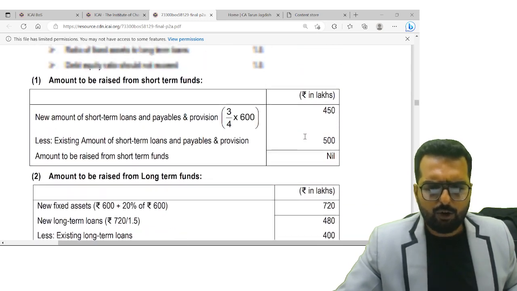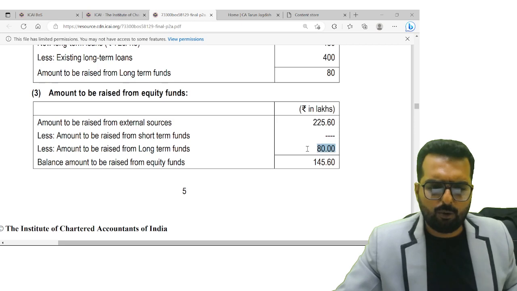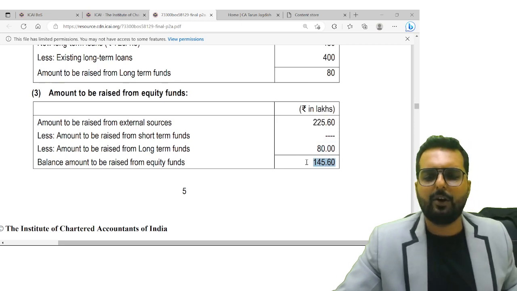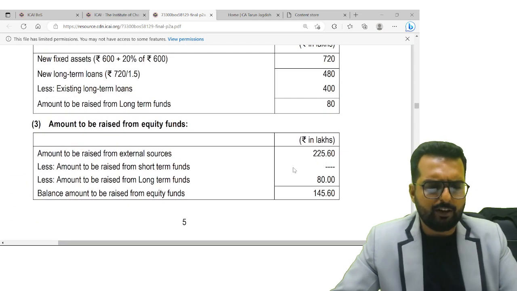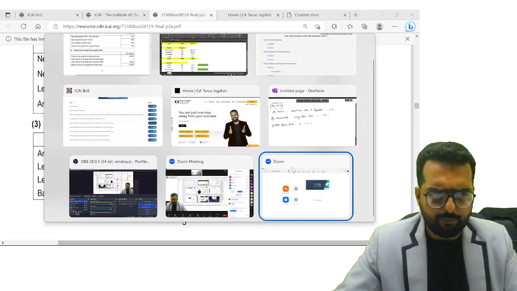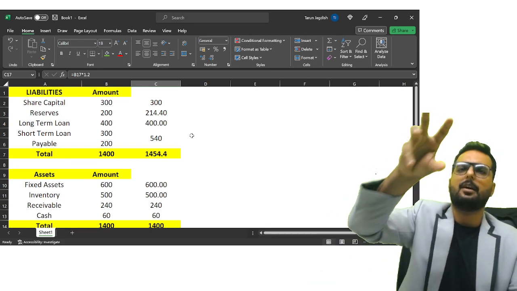So then they saw total fund required 225 minus 80 is through long term. The remaining has to be by way of equity, and they have concluded the question. This is exactly not how they should do it, because it should actually come from the projected P&L account. From this balance sheet, ideally the difference should be the balancing figure. That can come as what?